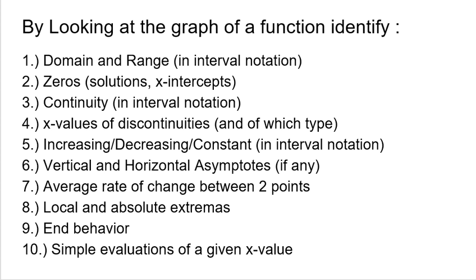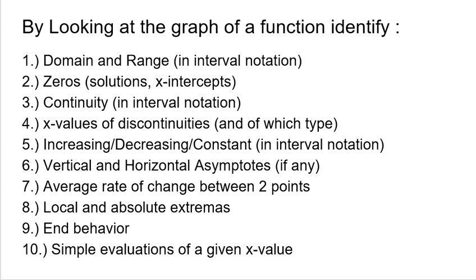Continuity, where is a graph continuous? Which is easier if you think about where is it not continuous. Find the places where it's not continuous, which we've learned about. X values of discontinuities. Again, 3 and 4 kind of piggyback. Once you realize where you are not continuous, everywhere else is where you are continuous.